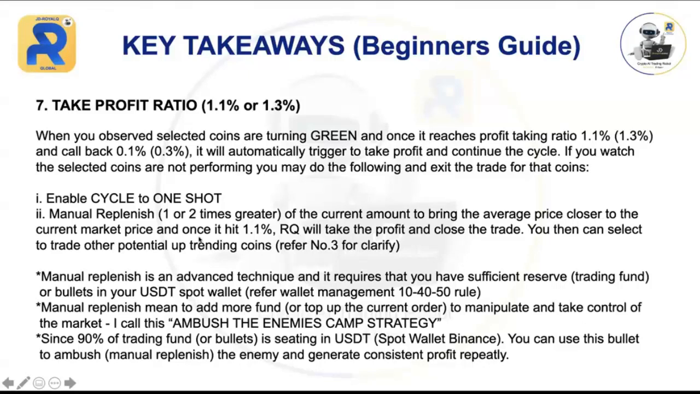And once it hits 1.1%, Royalq will take the profit and close the trade. Now you then can select to trade other potential uptrending coins. Okay, so refer back to number 3 for more clarity on that. All right, so that's basically the strategy on the taking profit.